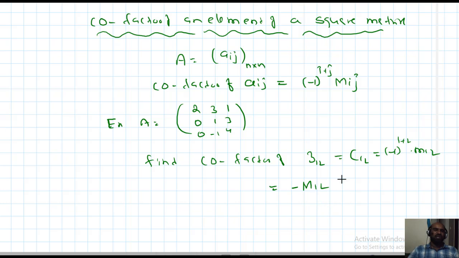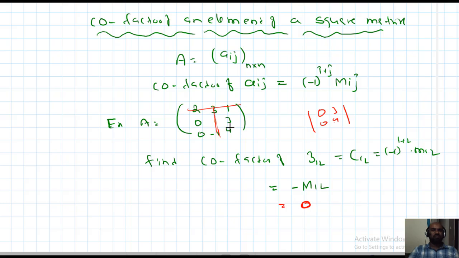Minus 1 power 1 plus 3 is minus 1, so minus M12. For M12, that row, that column should be removed. What happened? 0, 3, 0, 4 is the resulting matrix. Its determinant is 0. So in this example, the cofactor of 3 at position 1 2 is equal to 0.